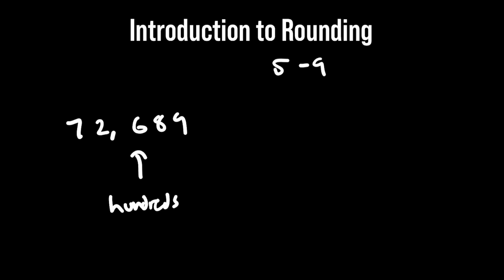Let's take the number 72,689, and let's say we're rounding the hundredths value. Well, we look at the number, and it's a 6. So that means because it is 5 to 9, we round up. So this would result in 72,700, because we want to round to the nearest hundredths, so it'd be 700.